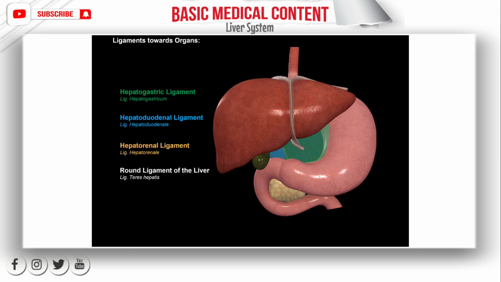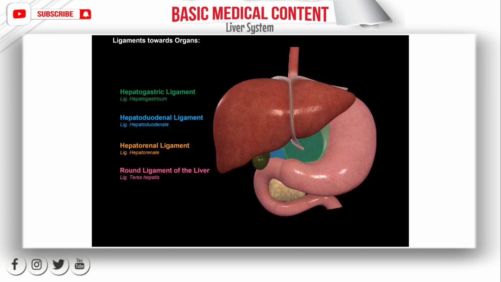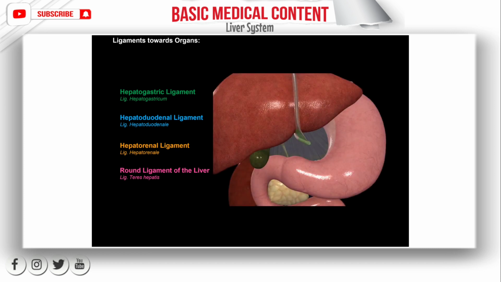Next, we have the hepatorenal ligament. Renal means kidneys. So this one goes from the liver to the right kidney. And the right kidney is behind here, so it goes like this. Some sources might not mention this ligament, as they consider it a part of the coronary ligament I mentioned earlier. And some sources might do so, so keep that in mind. And then lastly, we have the round ligament of the liver, or ligamentum teres hepatis. This one projects anteriorly and extends from the porta hepatis towards the umbilical ring, or the navel, because it is the remnant of the left umbilical vein during fetal life.